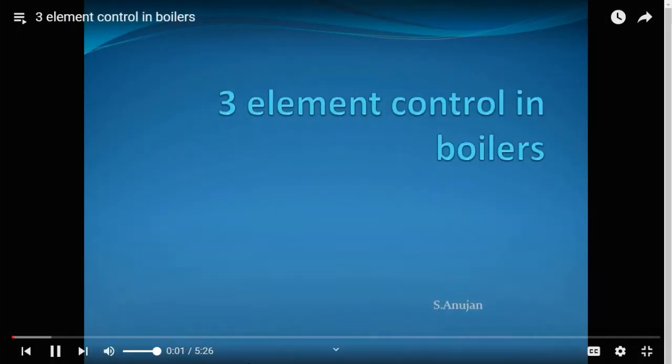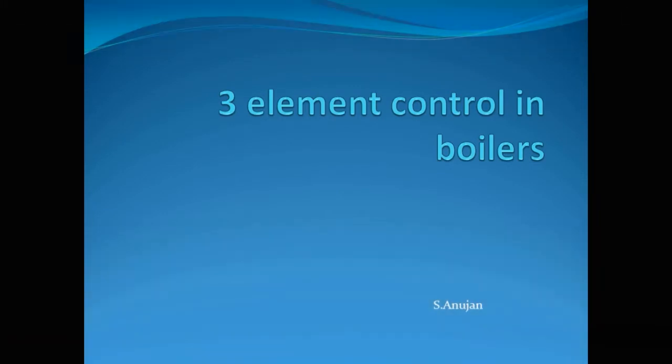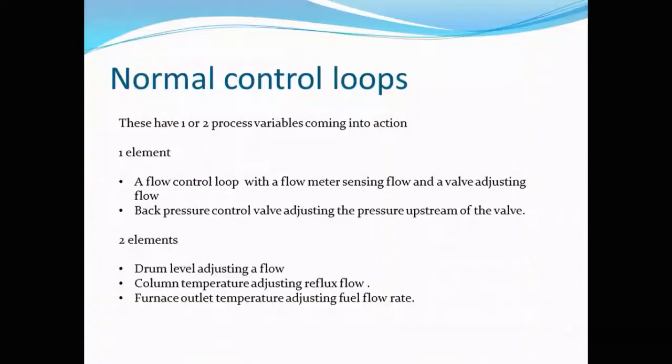In this presentation we will discuss the three element control, which is popular in boiler drum level control as well as in process steam generator level control. Normally in process control we have one element or two elements coming into play. For example, if you are adjusting a flow through a pipeline, you are measuring the flow and adjusting a valve in the pipeline itself. So you are measuring the flow, controlling the flow. It's only one element coming into play.